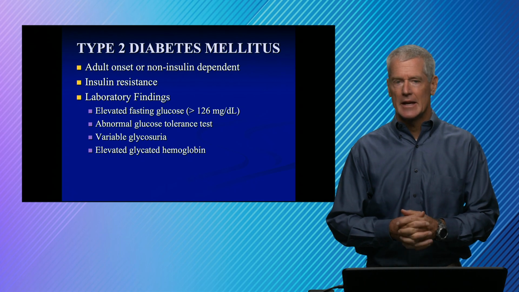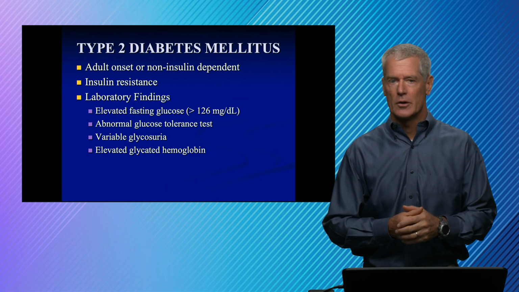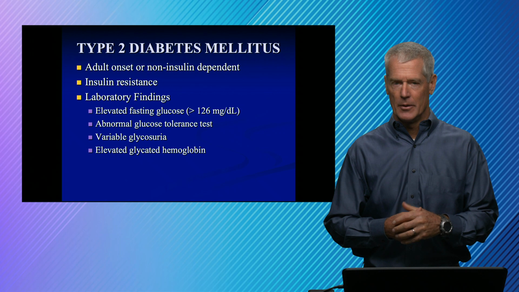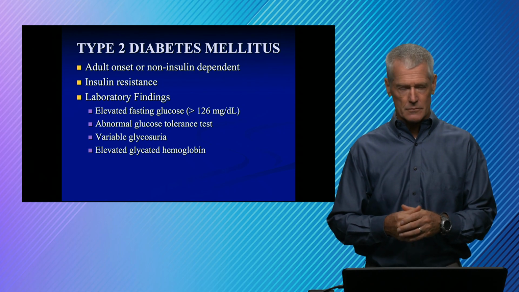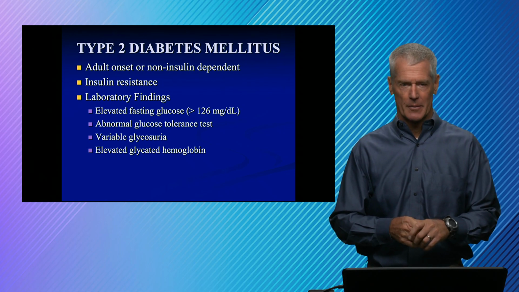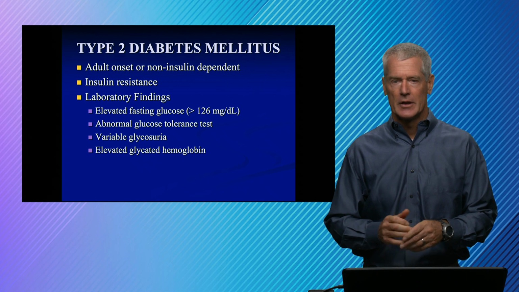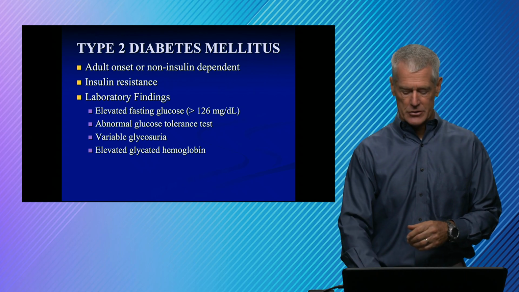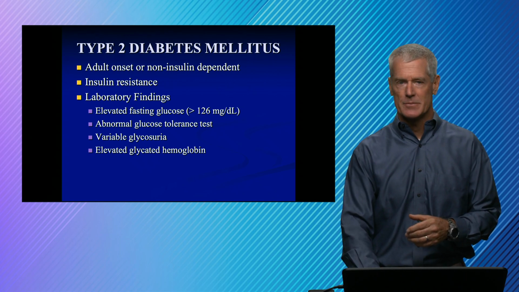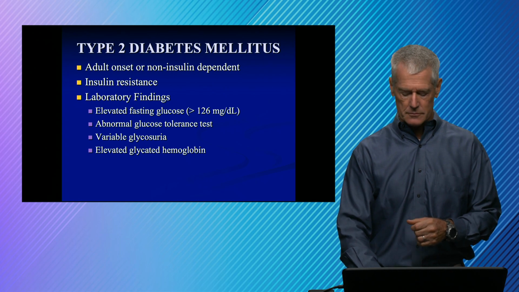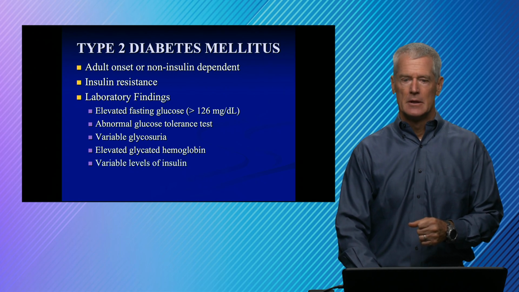Elevated glycated hemoglobin, and I sort of use those terms interchangeably, glycated hemoglobin or hemoglobin A1C. We'll talk about that in the next section when we talk about the laboratory diagnosis. But essentially, they're measuring a covalent attachment of glucose to hemoglobin.